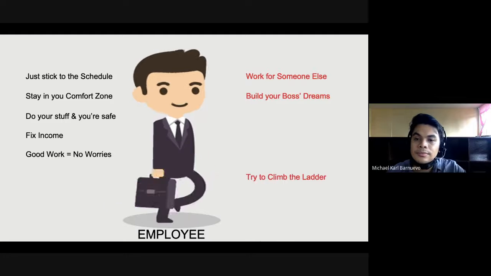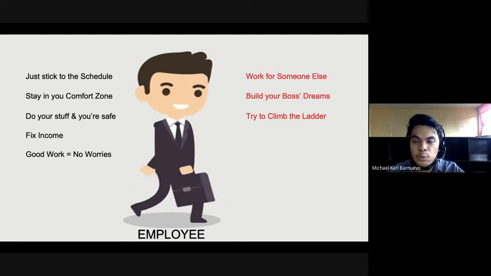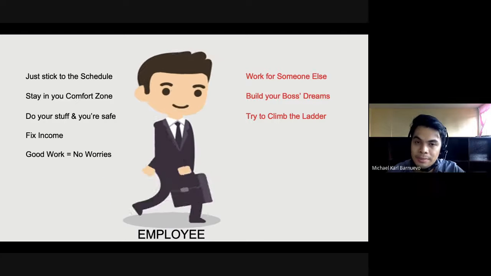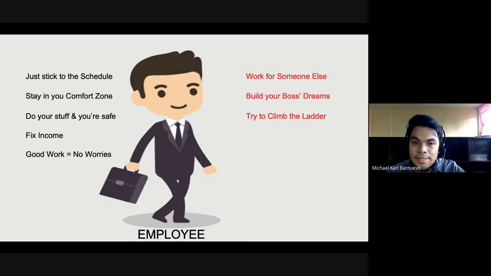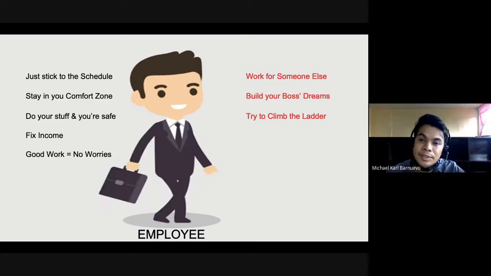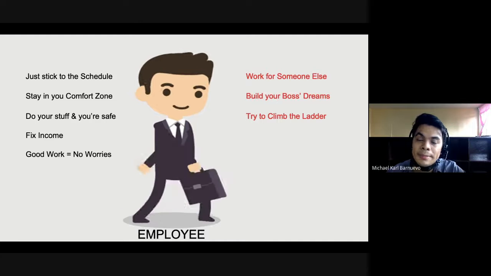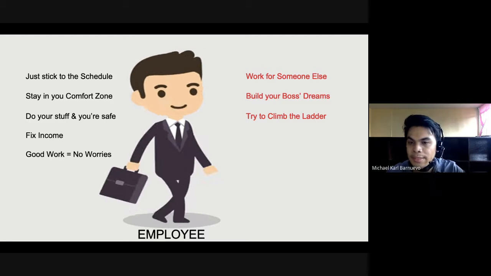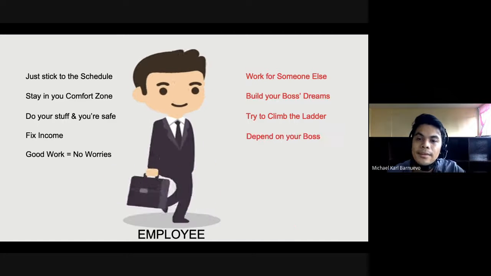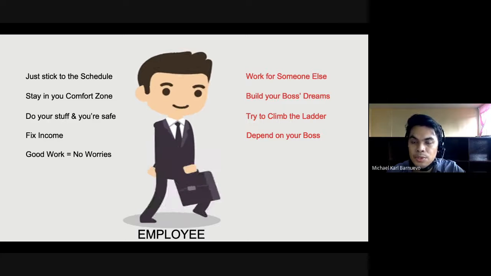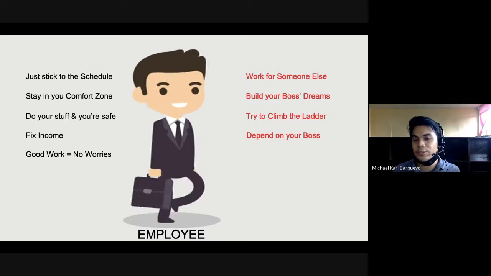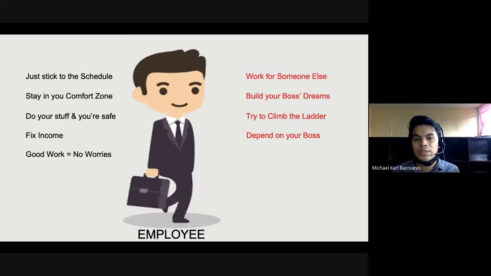Trying to climb the ladder if you want to be promoted, sometimes you have to do unethical things, no? Para lang ma-promote, no. Kasi that is the, especially for some private companies, trying to be promoted is a bloody game, sabi nga nila. You need to get your hands dirty, sabi nga nila. You need to depend on your boss. Whatever decision your boss made, you have to follow, even if you think yung decision na yun is not good, still you have to follow.